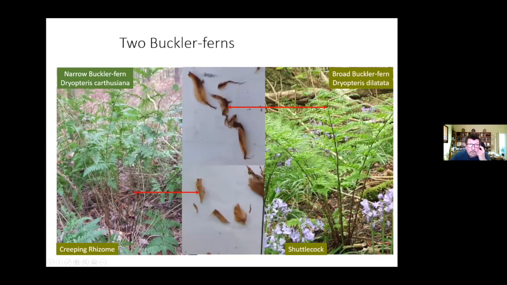Two buckler ferns. These are the broad buckler ferns. I've dealt a bit with these earlier. The narrow buckler fern has this creeping rhizome, and it has scales which are pale, whereas the broad buckler fern has a nice shuttlecock shape and scales that are black. These are absolutely diagnostic for these two. If you think you've got this one, then look at the scales and look at the rhizome. This one's quite common. So next time you're out and you find one, pull a few of the scales off at the base down here and have a look at them, and you'll see this black stripe.